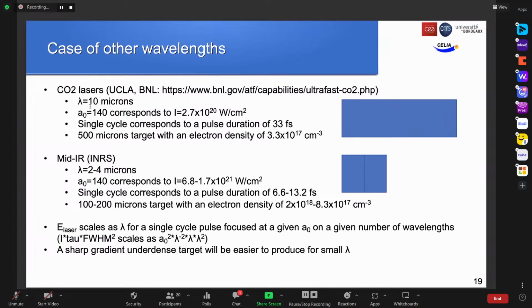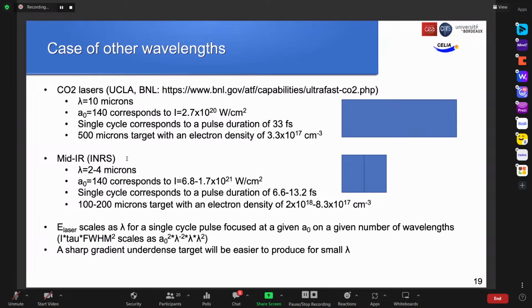at a wavelength of 10 microns, like we could have on CO2 lasers. So here the a0 equal 140 would correspond to 2.7 10^20 watt per square centimeter. The single cycle is 33 femtoseconds. And the target we used in the previous simulation would correspond to a 500 micron target with a density of 3.3 10^17. So it's a gas jet density. And so here the difficulty for this wavelength would be to create sharp gradient targets with the gas jet.